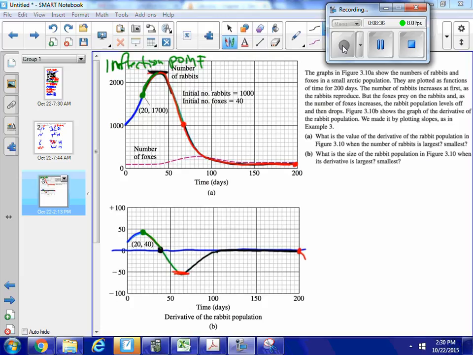So again, it's something to think about, this relationship between the graph of the function and the graph of the derivative. And this is a nice example to go back to see if you can understand how it works in real life situations.